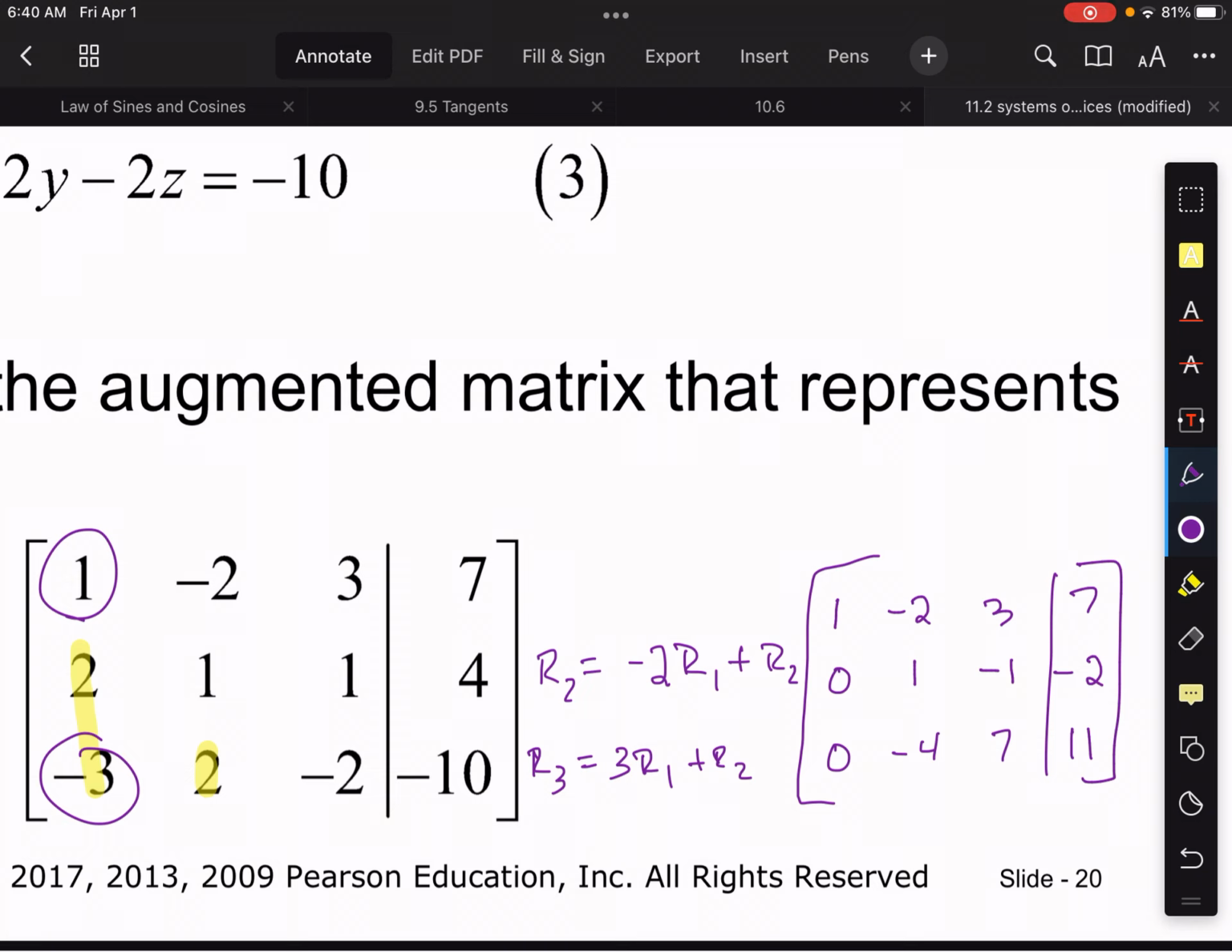There we go, so that looks a lot cleaner. And now I'm going to focus on getting this guy to be a 0. Okay, so how do I make that a 0? Well, there's a couple of things I could do. I could multiply by a row and then add it back, which looks pretty good right now.